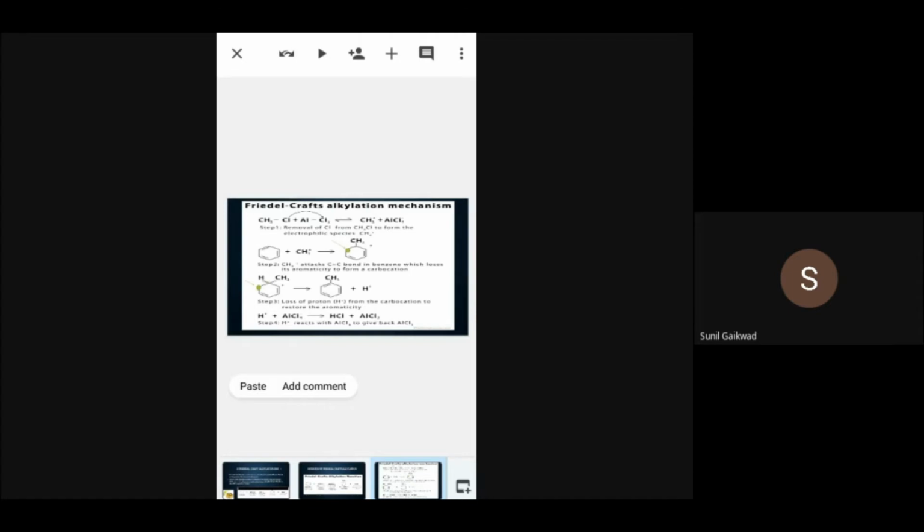The whole concept works on electrophilic substitution. Now, step number two: as the CH3 is formed, it is now present as a positive ion. This CH3+ will now attack the benzene. See, I have made an arrow there.